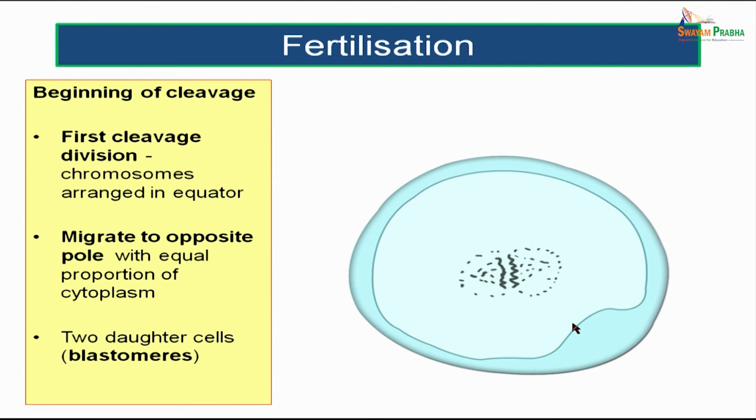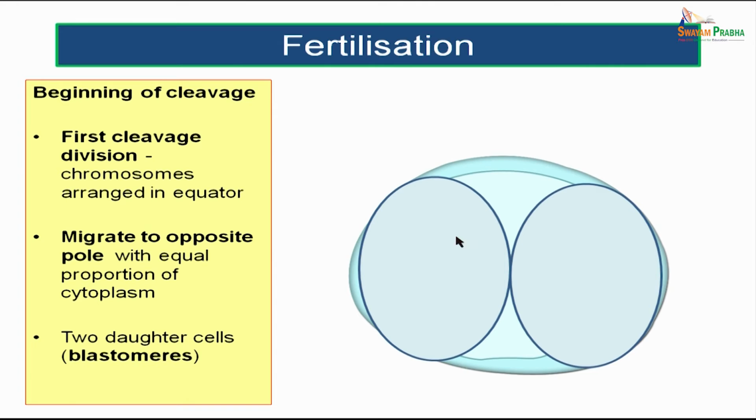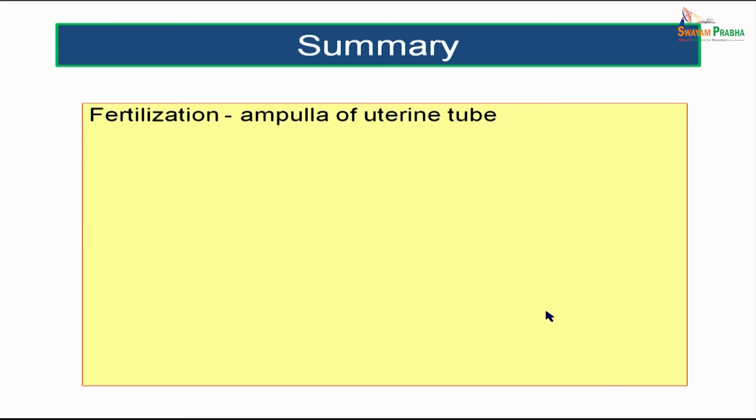The two daughter cells thus formed are known as blastomeres. So, the blastomeres are the product of cell division, the daughter cells. These two daughter cells are known as blastomeres, and they have equal amount of cytoplasm.